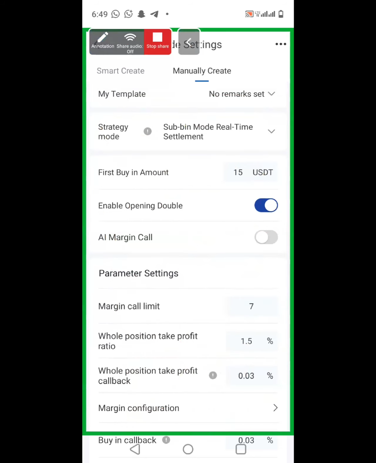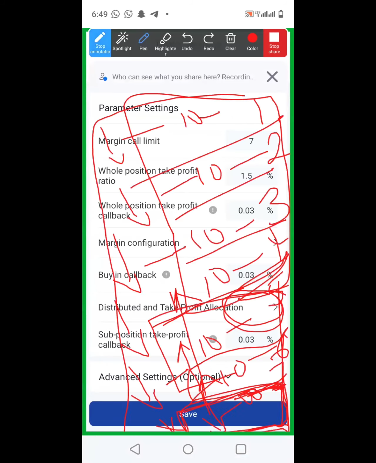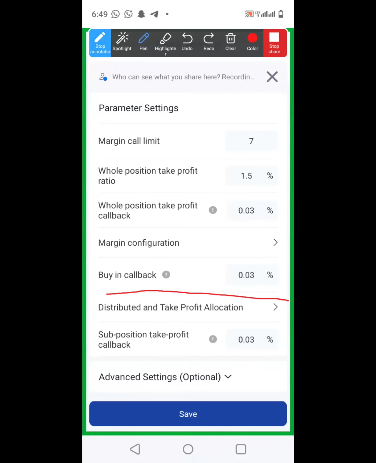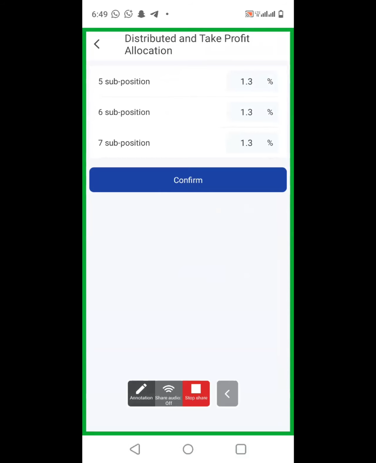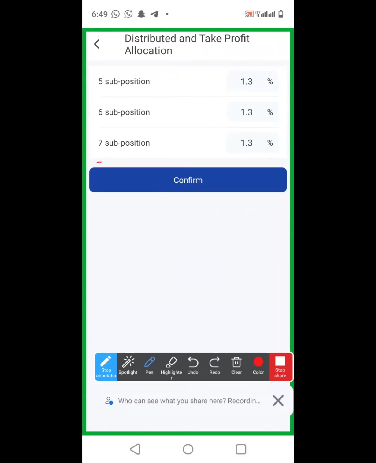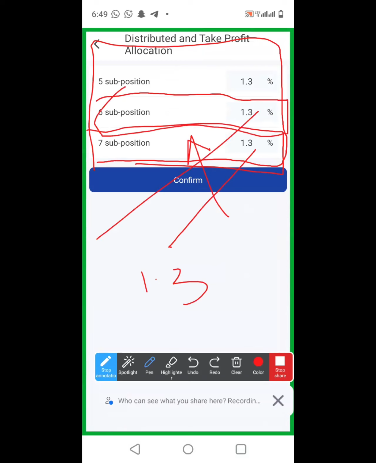That is why when we come to this distributed take profit allocation, once I click on it, it means that from magical 7 up, the robot will sell separately and give you 1.3%. Once the market comes up again, it's going to sell the magical 6 he has bought for you already and give you 1.3%.